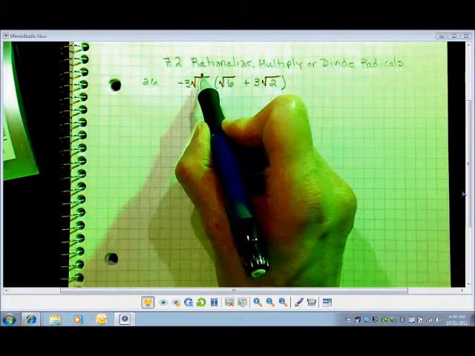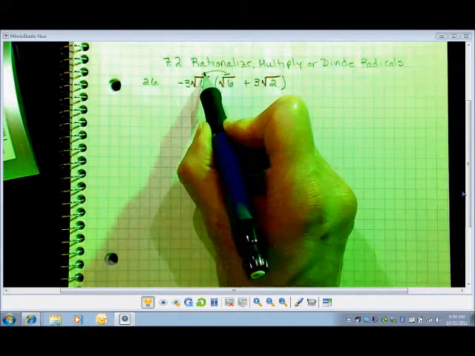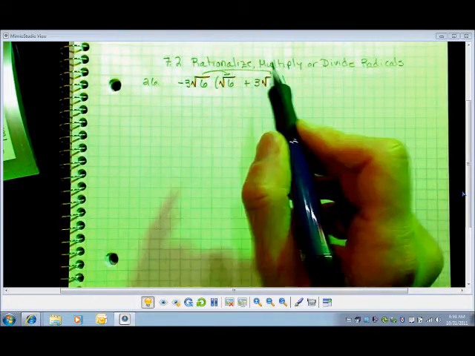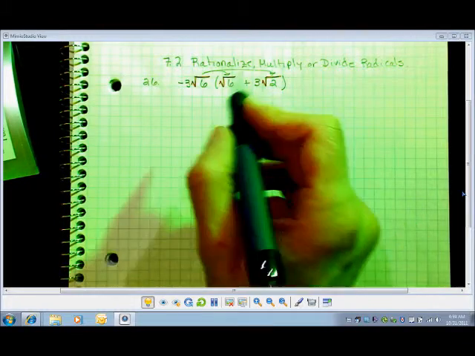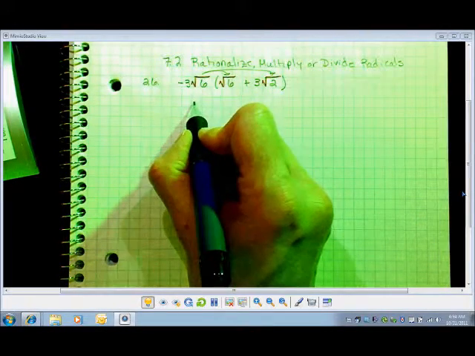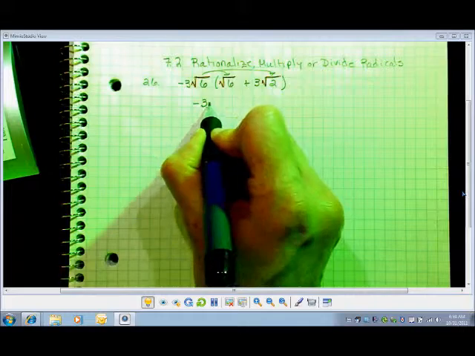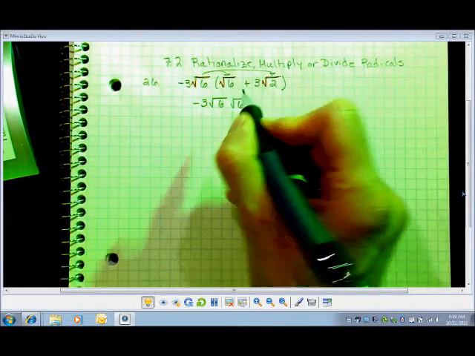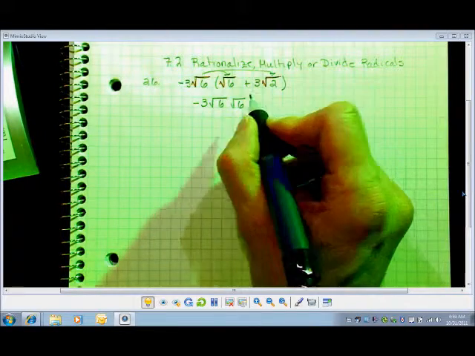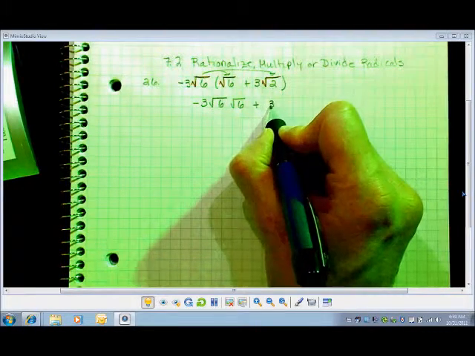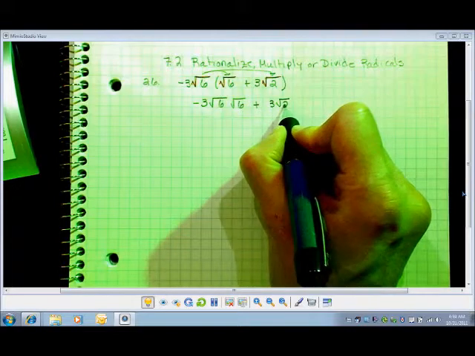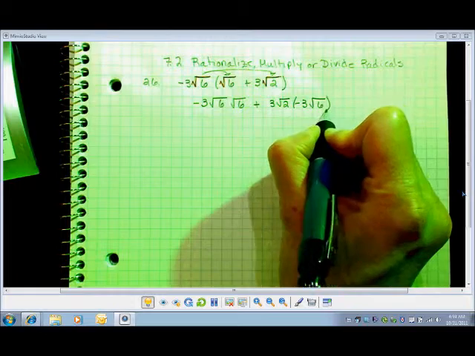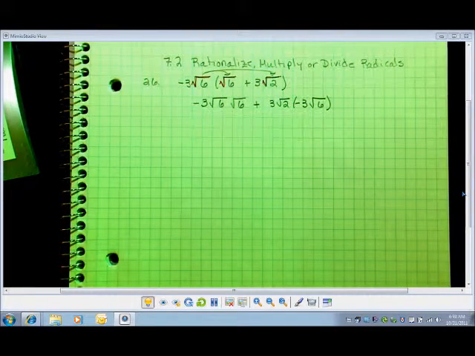So I'm going to distribute -3 square root of 6 to both the square root of 6 and 3 square root of 2. So this is going to be the same as -3 times the square root of 6 times the square root of 6 plus 3 square root of 2 times -3 square root of 6. All I did was distribute them in.